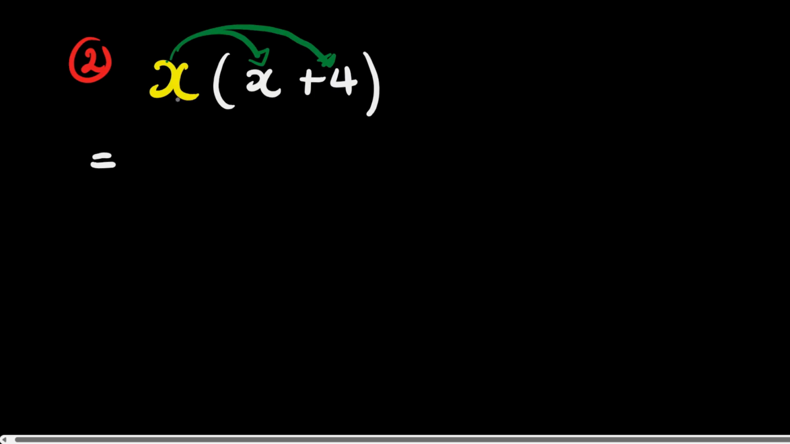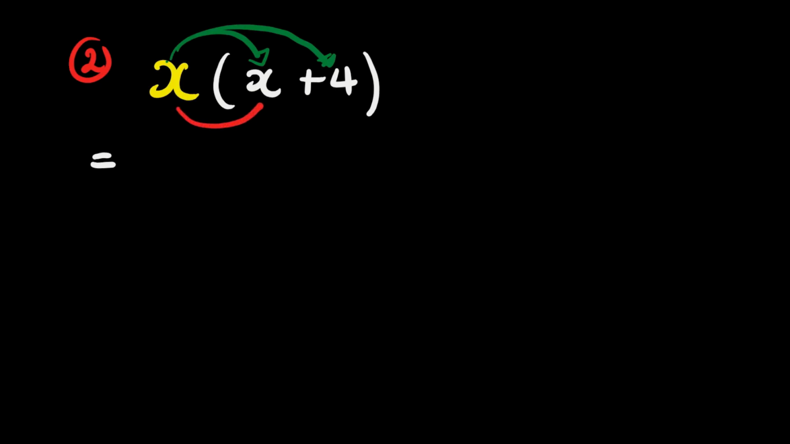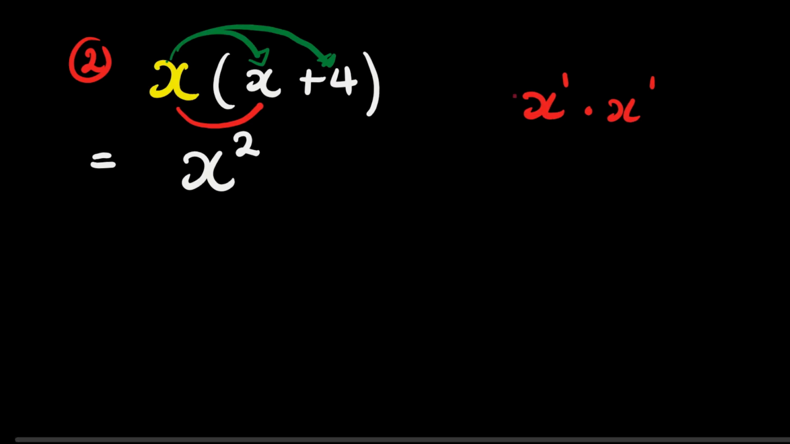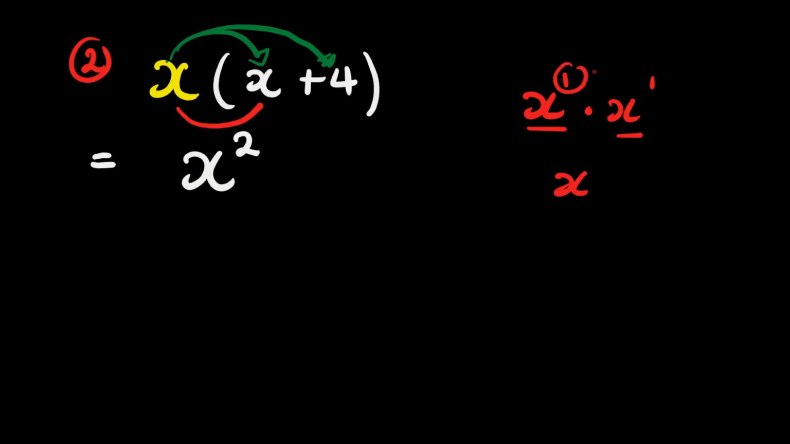So let's start. x times x gives us x squared. And why x squared? Remember law number 1 of the exponents. When you multiply the same bases, you add the exponents. So these are the same bases, and they have the mathematical ones. We have the ones here. So what do we do here? We add the exponents. 1 plus 1 gives us 2. Hence, it's x squared.